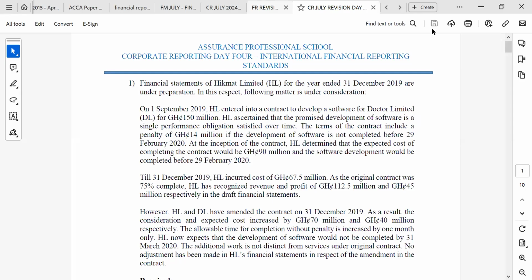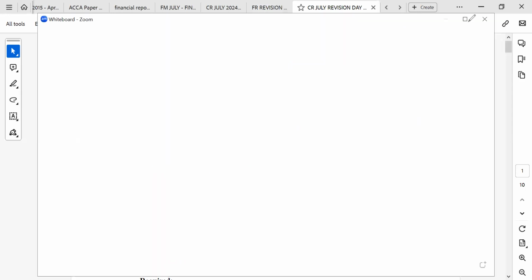Okay. So if you come to corporate reporting, what are the standards that are likely to appear in the exam? The IASs and the IFRSs that are going to be examined here, the first one, the common one that they have been examining right now, is IAS 36. For the past one year, they have examined this particular standard, IAS 36, impairment of assets.